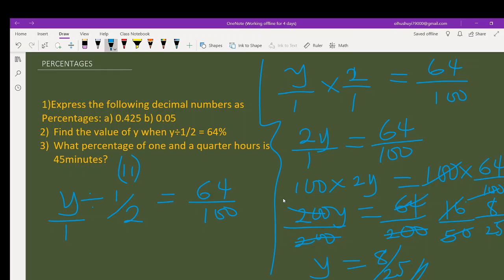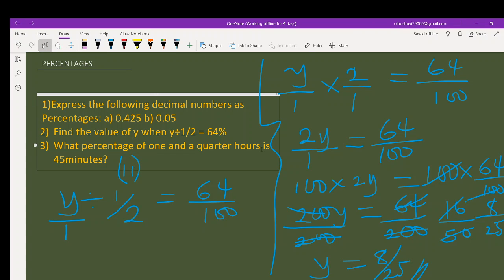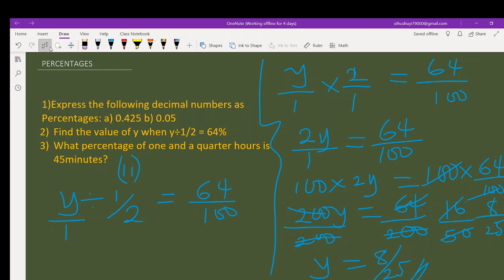So the next question, which I will just explain, the knowledge of what I said now will help out. What percentage of 1 1/4 hours is 45 minutes? All you have to do, just like in ratio or in fractional form, is represent this in fractional form. So let's go with this together.